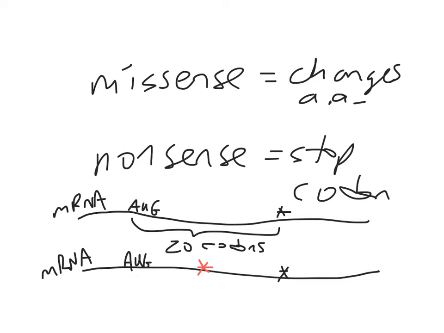How long is the protein going to be? It's going to be from the start codon to an in-frame stop codon. This has to be an in-frame stop codon, and that, by definition, is what a nonsense mutation means. It means it creates an in-frame stop codon. So now you've got a short protein.